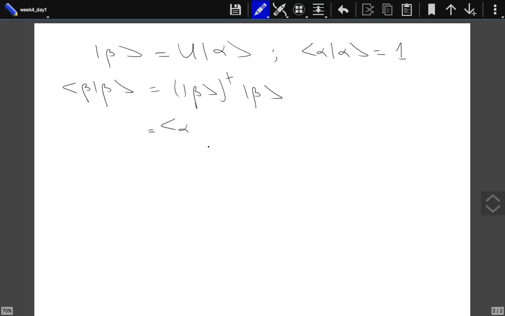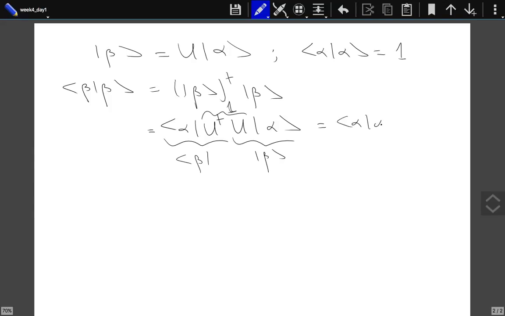So it's alpha U dagger. This is beta ket dagger. U alpha, this is my beta. This is beta ket. This is beta bra. But U dagger U is just 1. So this is equal to alpha, which is equal to 1.